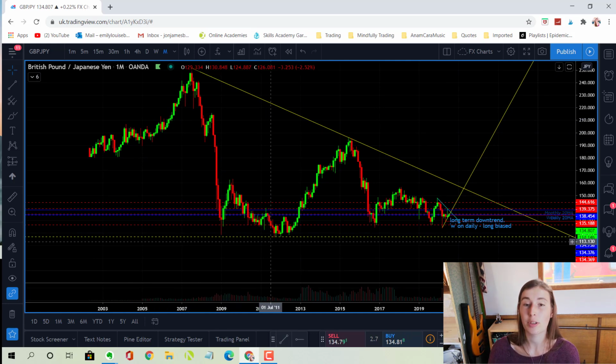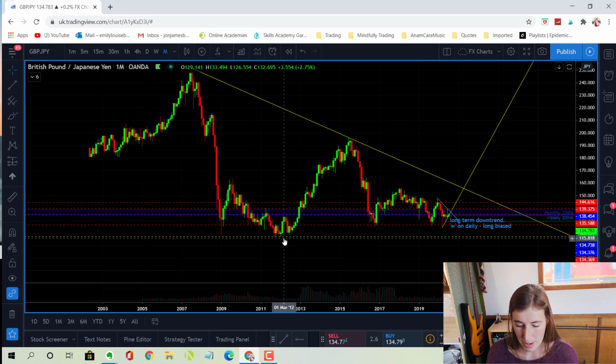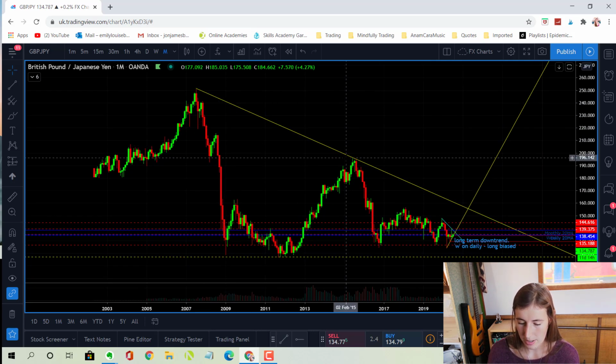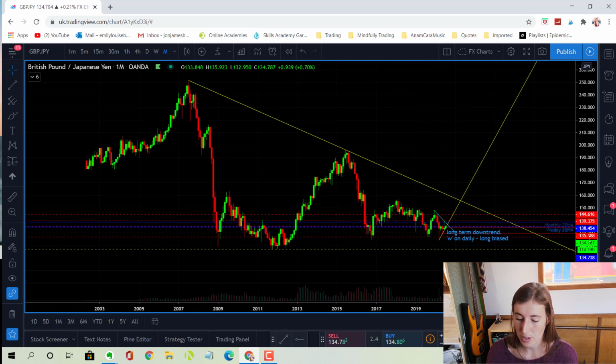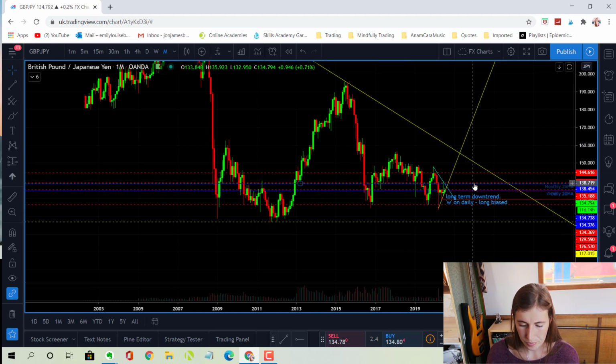This dotted yellow line on the bottom just represents the lowest point this currency pair's ever been at, and we have bounced quite a lot on these points. I've drawn up this yellow trend line, which is the monthly one, so they're quite significant trend lines really, using the largest time frame here.